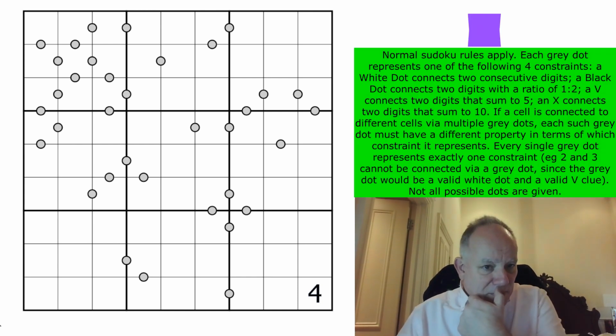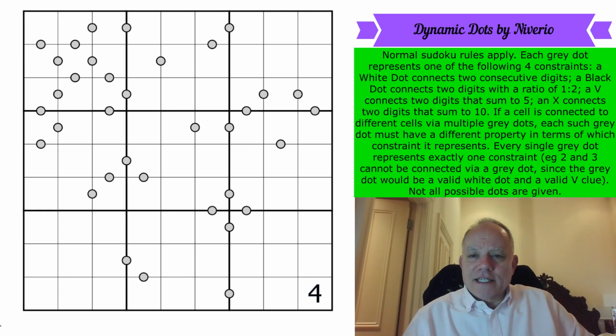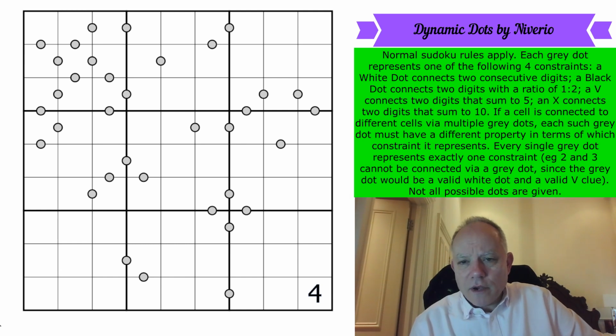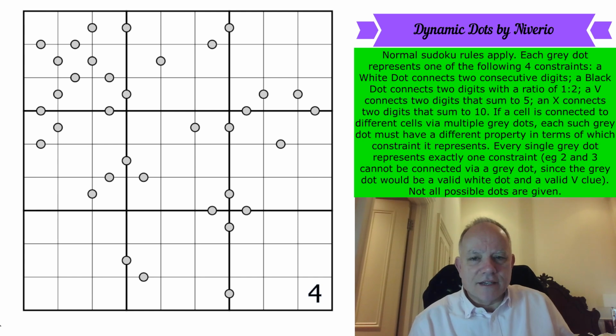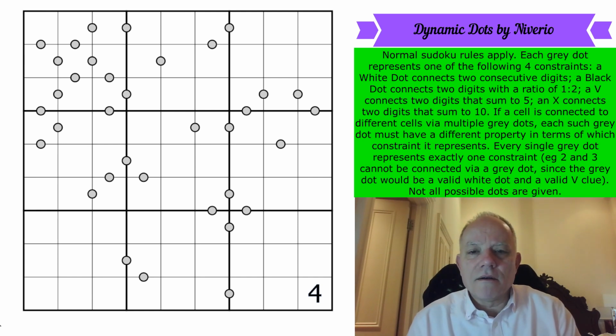But let's look at this puzzle. This is the first link under the video, and it's called Dynamic Dots by Niverio. Now, Niverio's done quite a few puzzles that we've featured on the channel before. Always pretty hard, actually. And did we do Dynamic Duos? I don't remember. But this is Dynamic Dots, and the rules are fascinating. Normal Sudoku rules apply. Good.